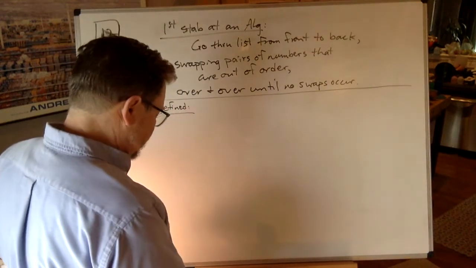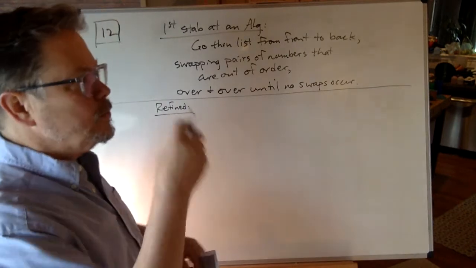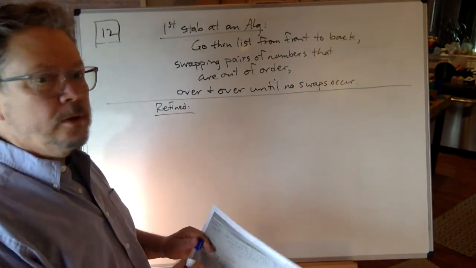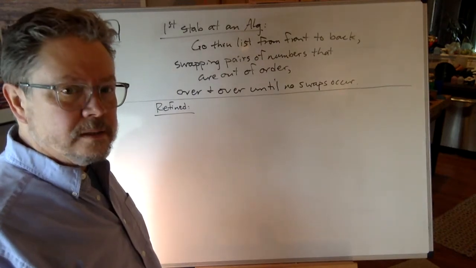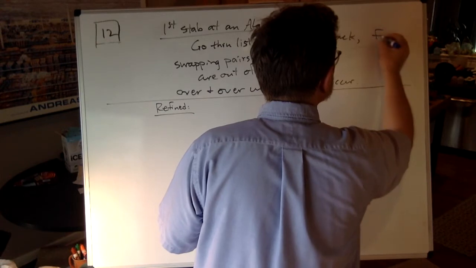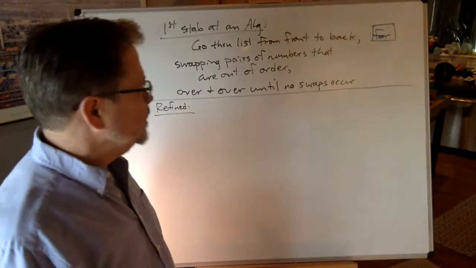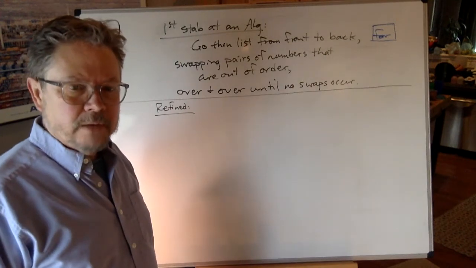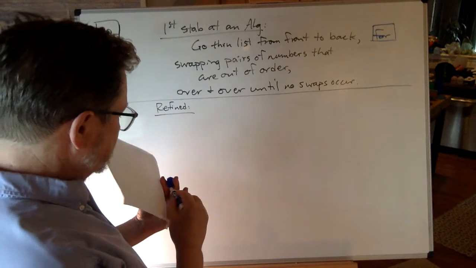Go through the list from front to back. You know how to do that. How do you go through a list from front to back? Well, it's got to be a loop. And if it's a list, you got to know in advance how long it is. We've seen that. That's a for loop, is it not? For loop. That'll take us through the list from front to back so we can look at each pair of numbers. Now, see, you knew that.